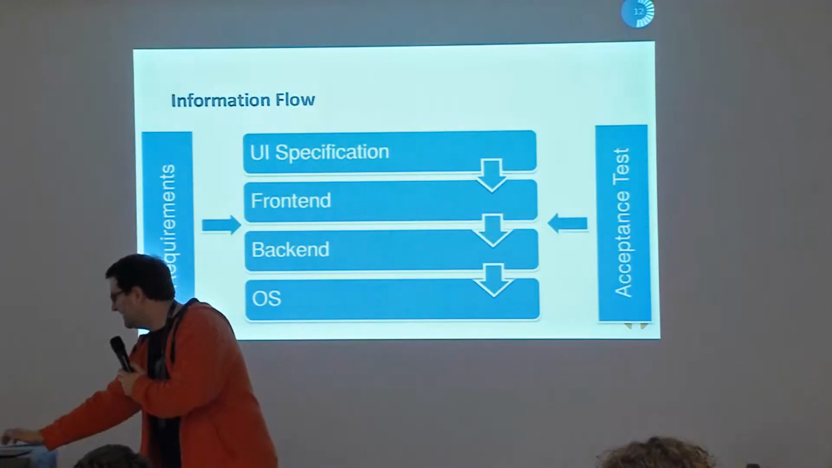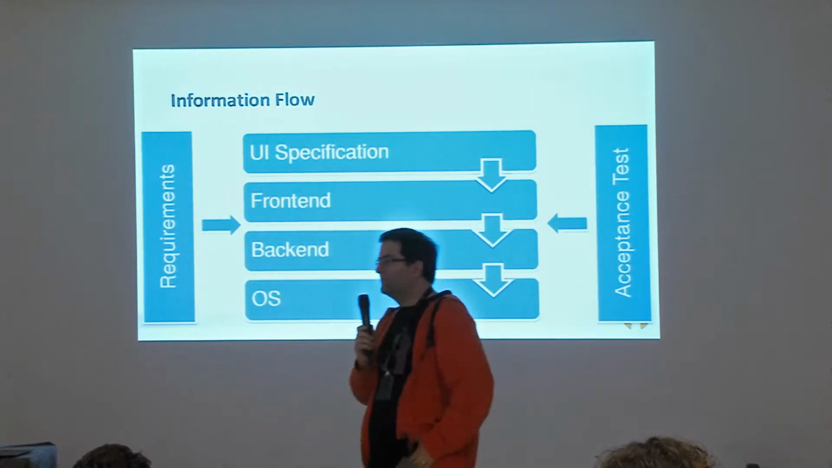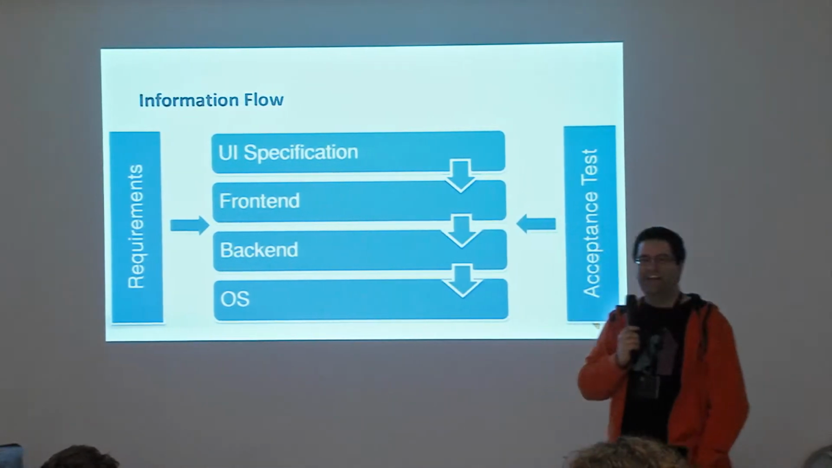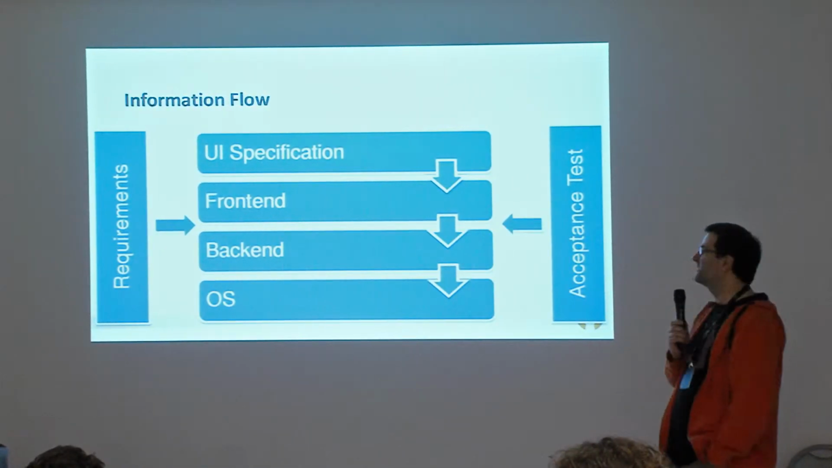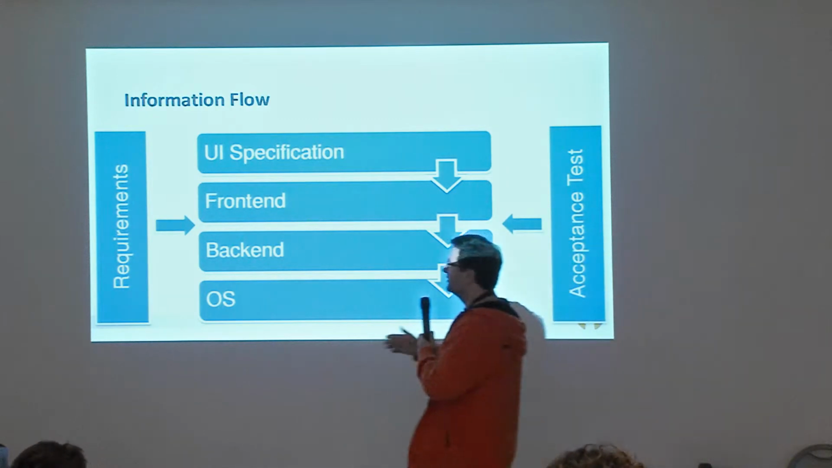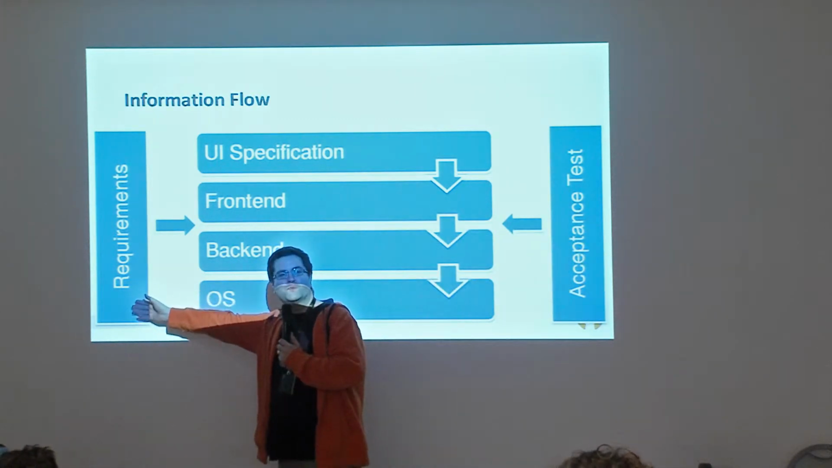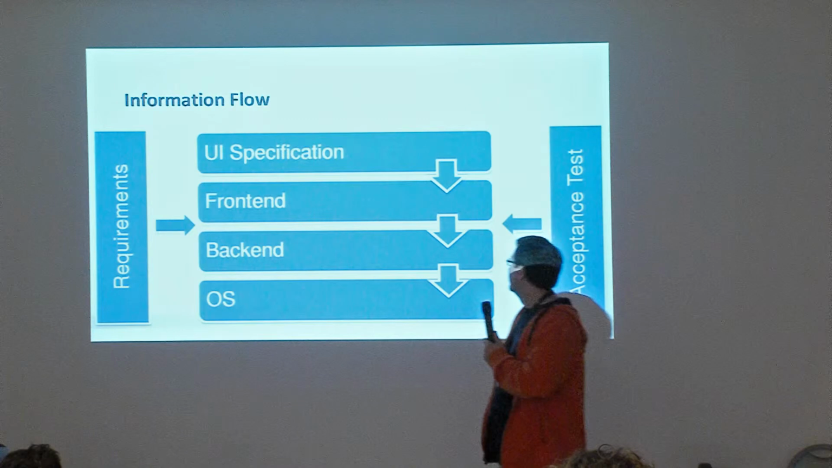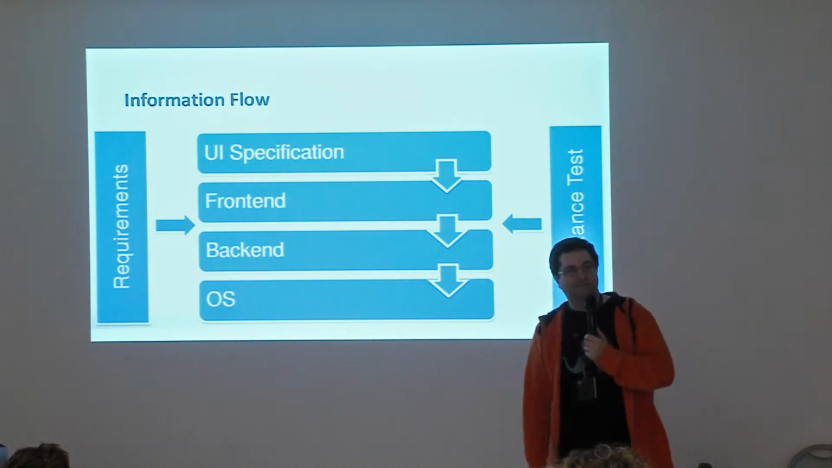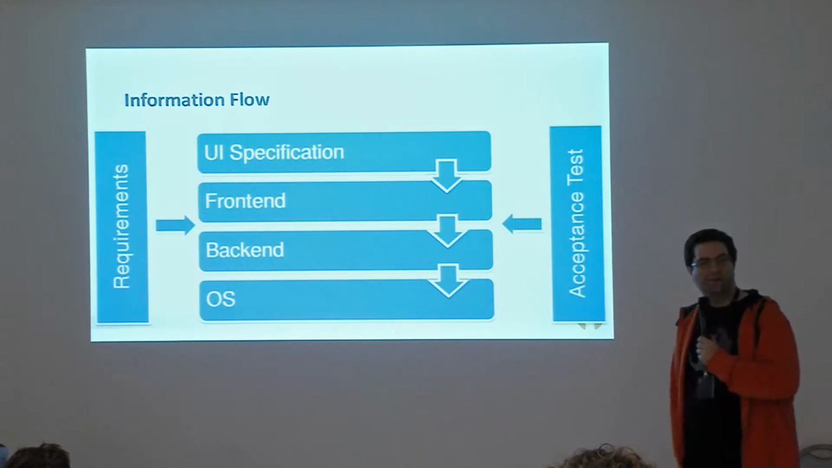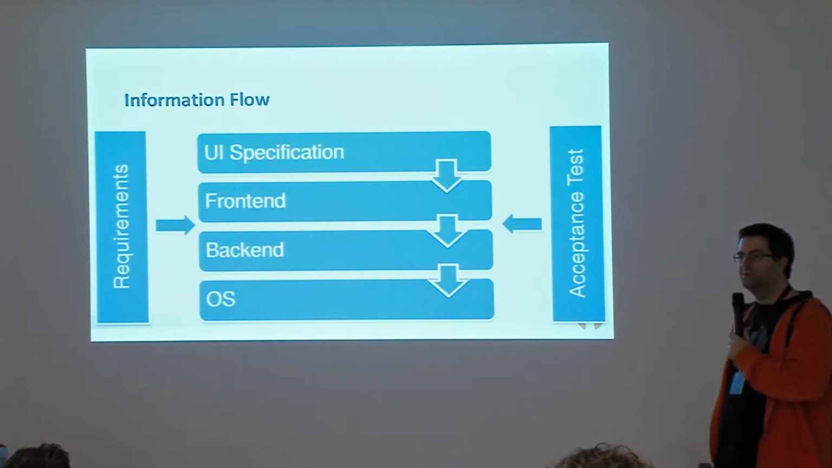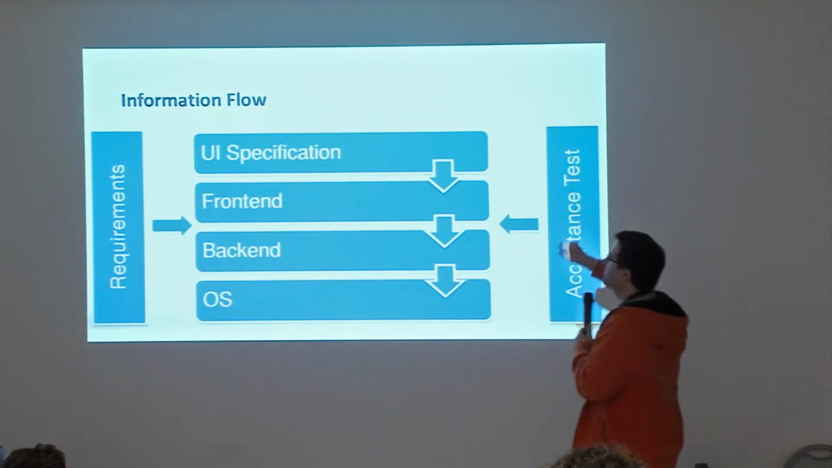So, looking at this from QML, this is the usual project setup that we have. We of course have a set of requirements. Well, what are we supposed to do? Acceptance tests. How do we know that we actually did what we were supposed to do? And then we have a dependency chain.